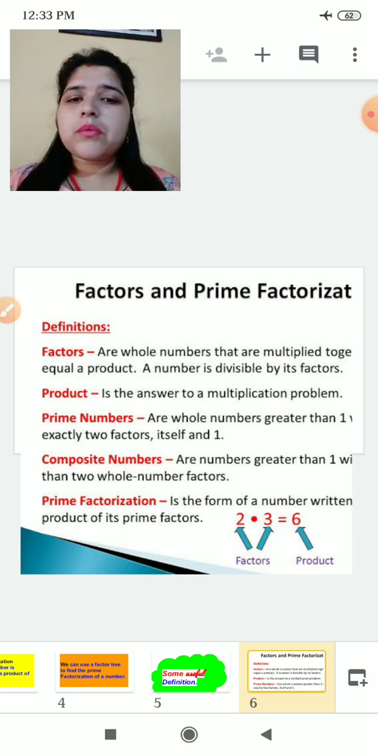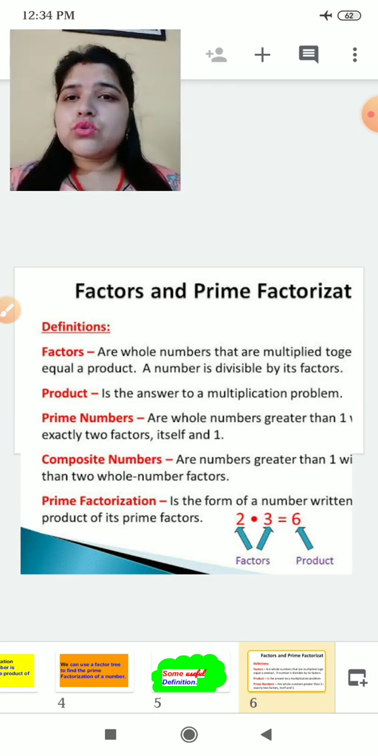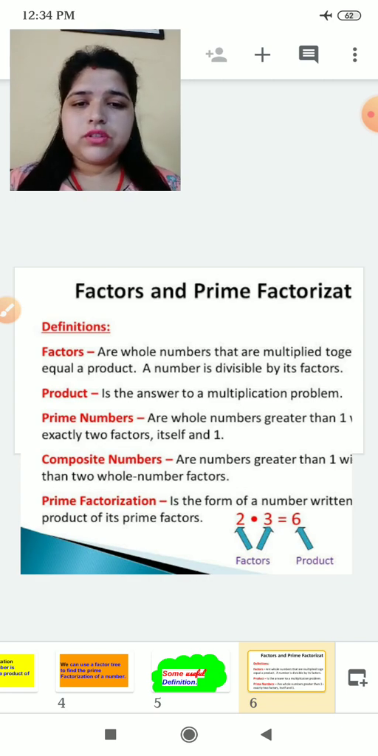Composite numbers are numbers greater than 1 that have more than two whole number factors. Simply, composite numbers come in the table of them and also in the tables of others, like 2, 4, 6, 8, 10. 10 comes in the table of 10, 2, and 5, so it has more than 2 factors. Don't worry about the definition, you can easily say numbers having more than 2 factors are known as composite numbers.